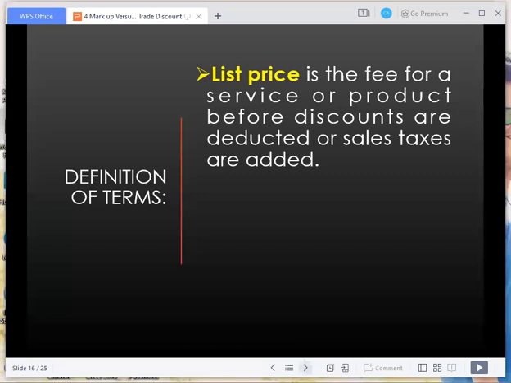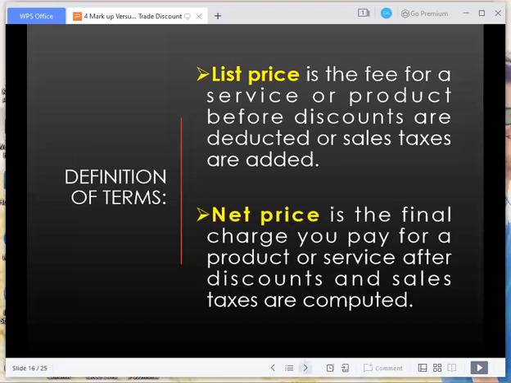Now, list price, that is the fee for a service or product before discounts are deducted or sales taxes are added. So this is actually the original price. Now, the net price is the final charge you pay for a product or service after discounts and sales taxes are computed. So for example, there is a discount.